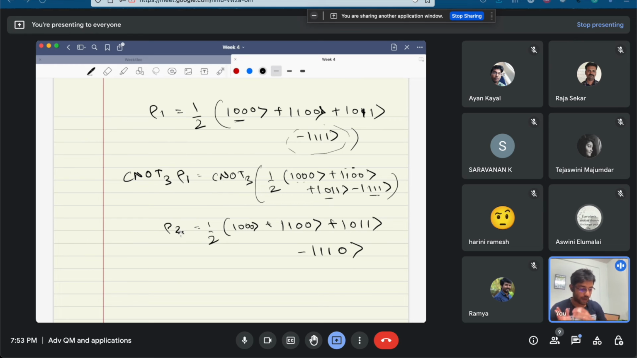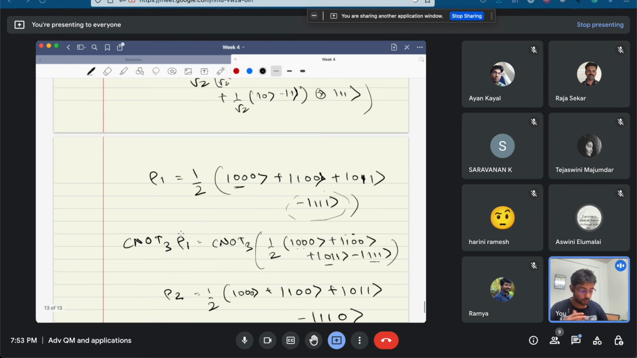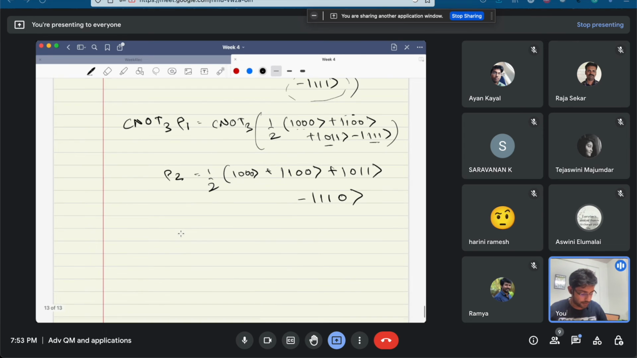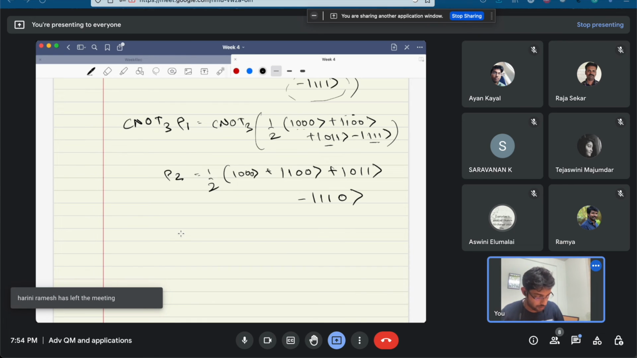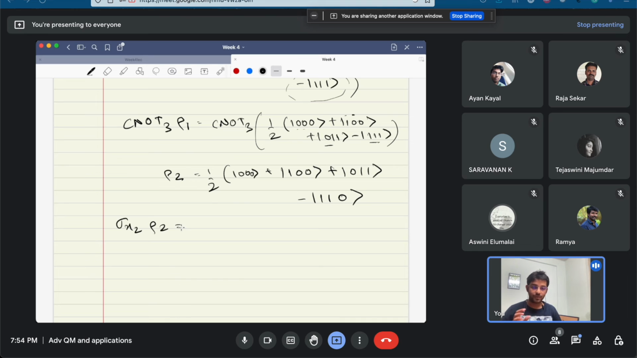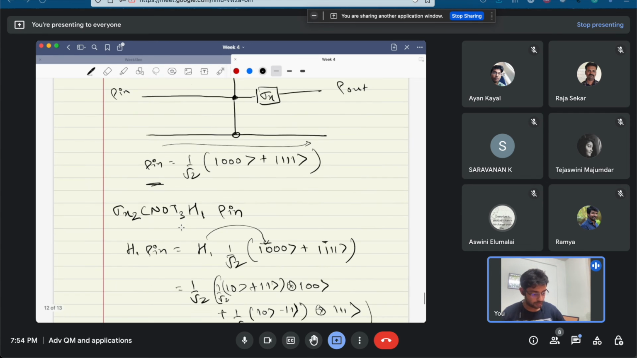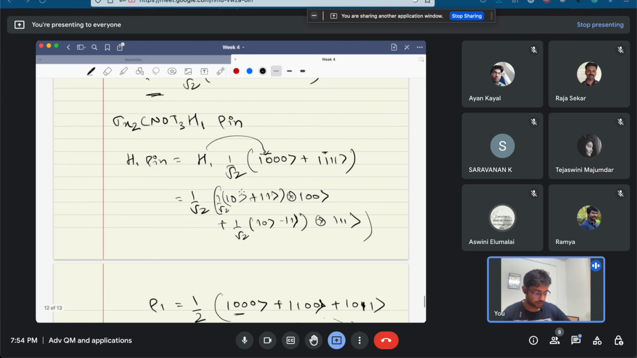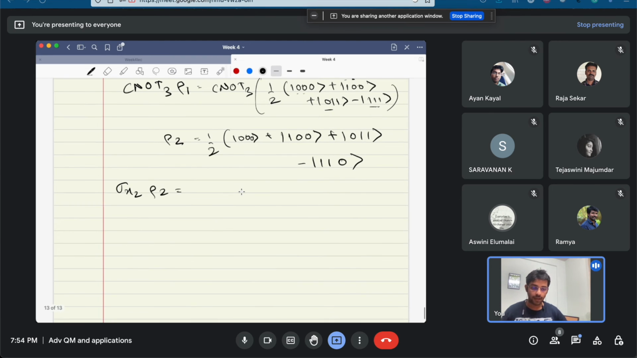So this is, let's say, your rho 2 after your C0 operation on the previous state. So Hadamard on rho in gave rho 1, then we had C0 3 on rho 1, and finally we have to use sigma x on rho 2. So sigma x2 means it is acting only on the second qubit, your first, second, third qubit. So Hadamard on first, C0 on third, and sigma x on the second qubit. And what sigma x does is just flip the qubit.